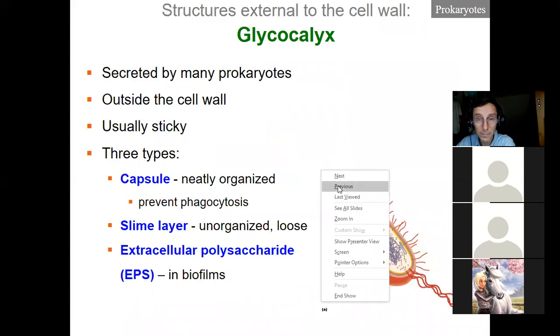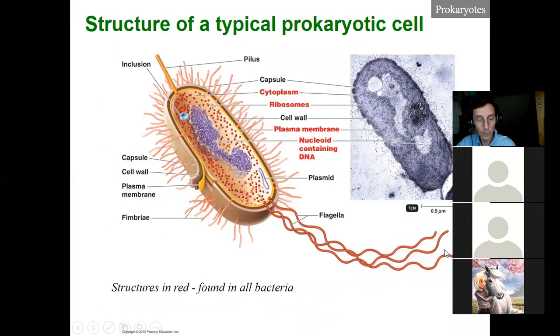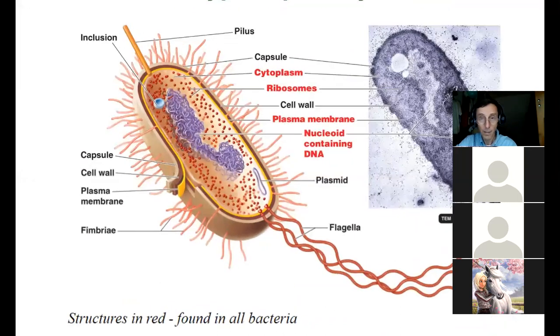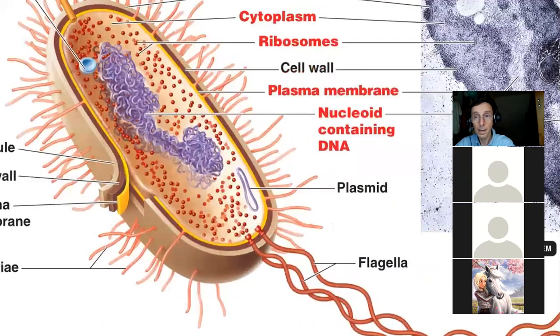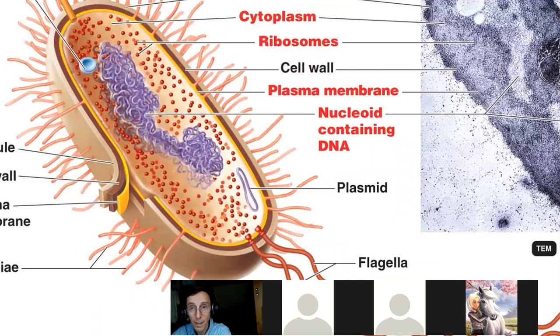To distinguish them, you can put the cell in, actually we might be able to see, now that I've blown it up. Yeah, see right here? We can see the plasma membrane. This line right here is the plasma membrane. And then that's the cell wall. It's immediately outside of the cell membrane.